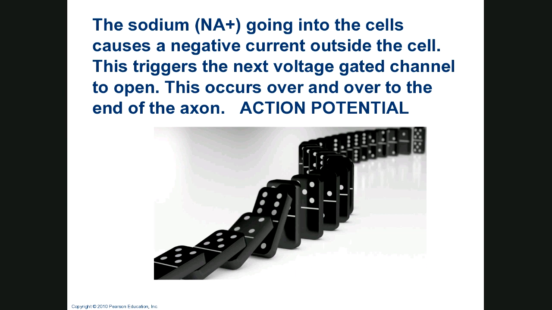And this shows the same thing we talked about. Sodium is going into the cells, and once you get enough of the local sodiums going in, you have a negative current that causes another voltage-gated sodium channel to be opened, which triggers that to go in, and that negativity triggers the next sodium to go in until you have an entire negative outer cell. That's called our action potential.